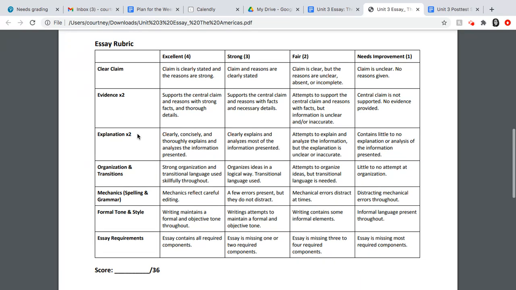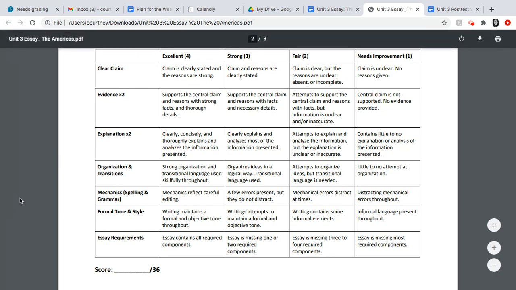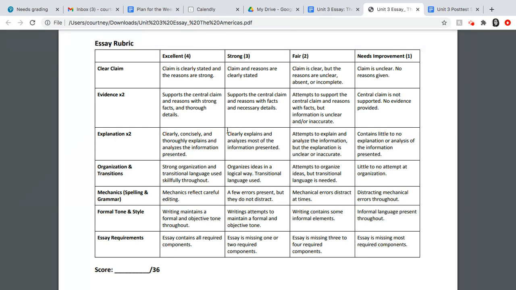So we have the rubric here. It's out of 36 points. And each category, you will get a score from 1 to 4. 4 is excellent, so you get all the points for that. 3 is strong, 2 is fair, 1 needs improvement.